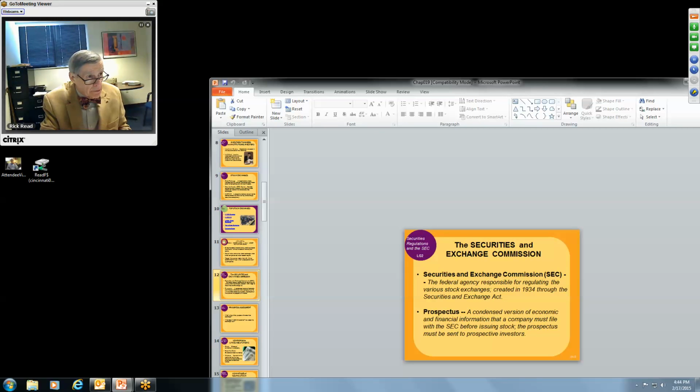Now, the stock markets, stock exchanges, let me say it that way, that's the best way to say that, are overseen by the Securities and Exchange Commission, the SEC, that was implemented by an act of Congress in 1934. The first chairman of the Securities and Exchange Commission was Joseph Kennedy, father of President John Kennedy, and he was selected because he knew a lot about stocks and a lot about trading.